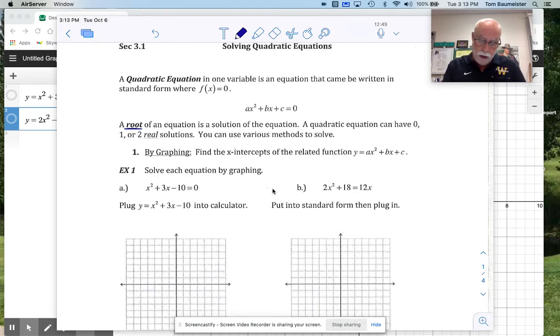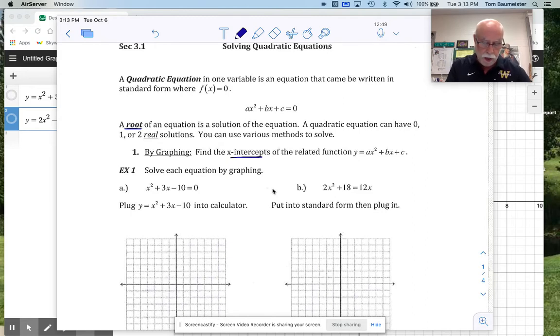All right, a quadratic equation can have 0, 1, or 2 real solutions. Now we're talking about real solutions. I'll show you what happens when we have imaginary solutions. So you can use various methods to solve. The first one is by graphing. So we find the x-intercepts of the related function y is equal to ax squared plus bx plus c.